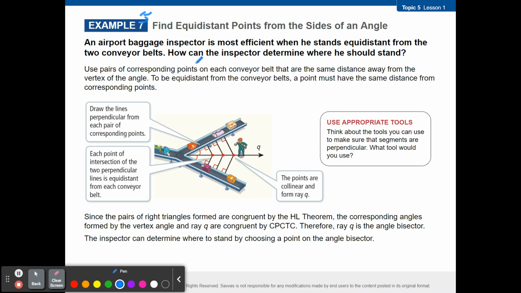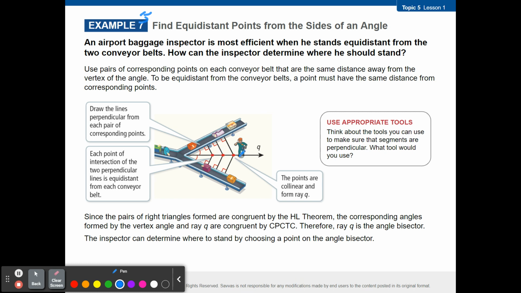So if we use the pairs of corresponding points on each conveyor belt that are the same distance away from the vertex of the angle, to be equidistant from the conveyor belts, a point must have the same distance from the corresponding points. So in this case, we have these two conveyor belts. We have these corresponding perpendicular lines that connect to different points on that conveyor belt. All right, so each intersection of the two perpendicular lines is equidistant from the conveyor. So what we're saying here is this is equidistant with this, and this is equidistant with that, and this is equidistant with this, okay?